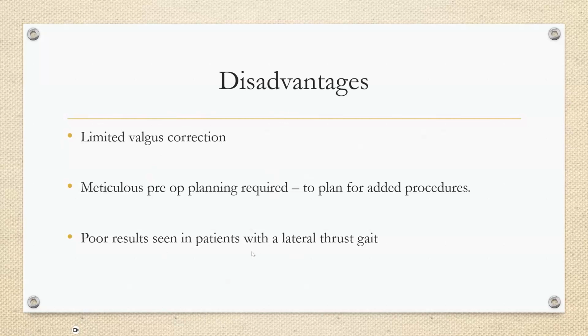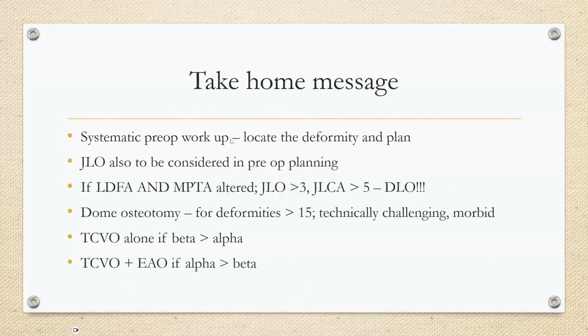And in patients with pre-op lateral thrust gait, TCVO has shown poor results. So the take home message: for any osteotomy correction, the primary work is a systematic pre-op workup to locate the deformity and plan for it. In addition to the other factors, the new factor to be considered is the joint line obliquity.